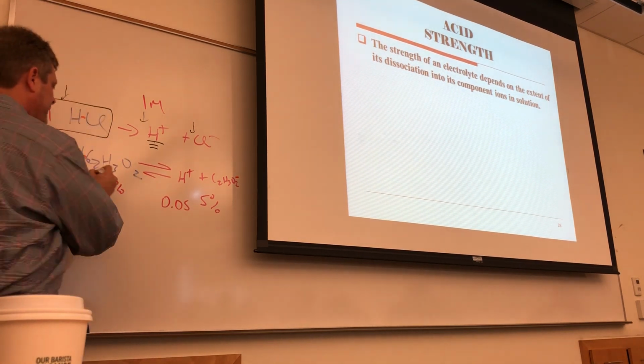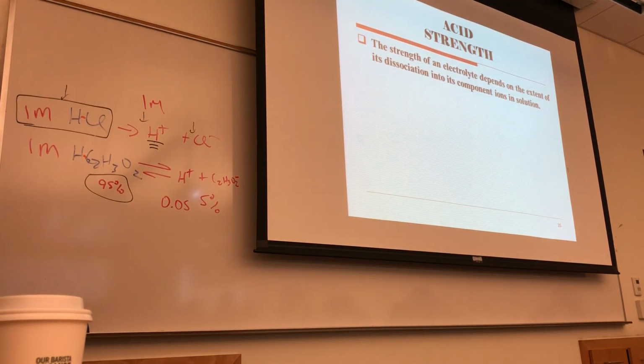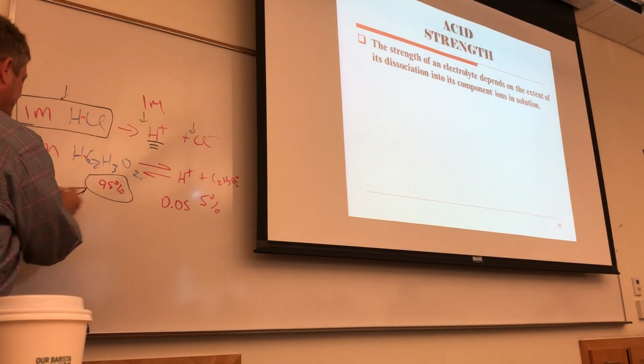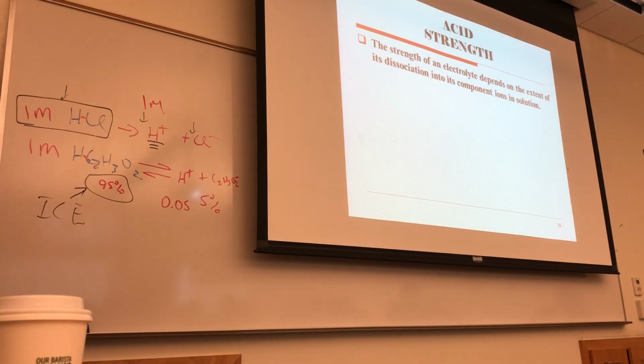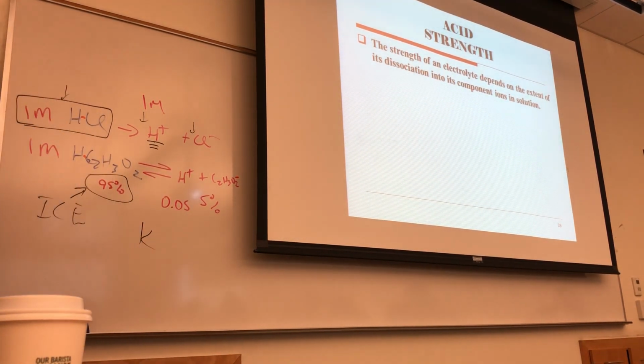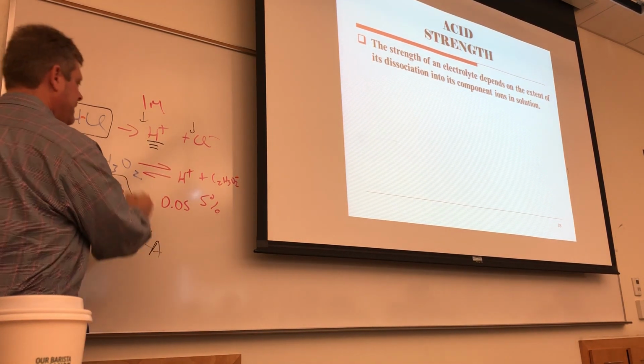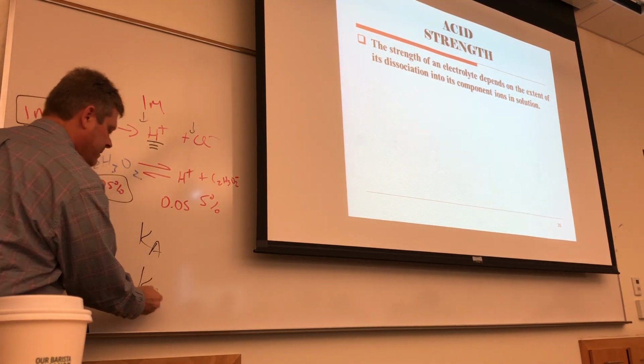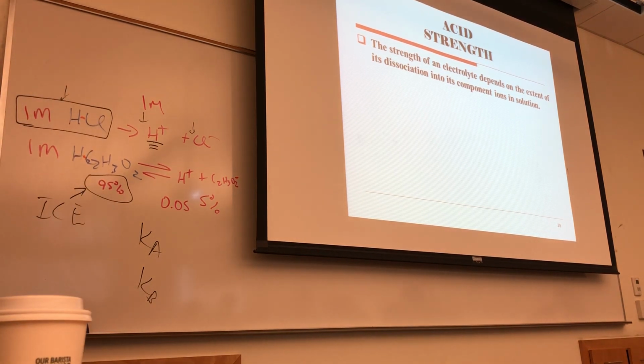At some point, I want to figure out what this is. And to figure out what this is, I'm going to use the ice charts. Okay, and then we'll know exactly what I have here. And here, I do have an equilibrium constant. So if I have an acid, I'd call it Ka. If I had a base, I'd call it Kb. So those are the things I want you to know about strength.